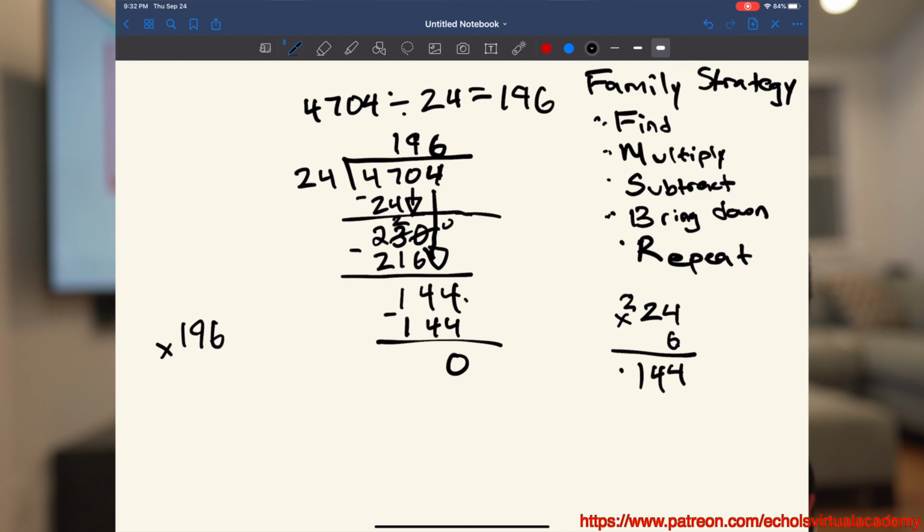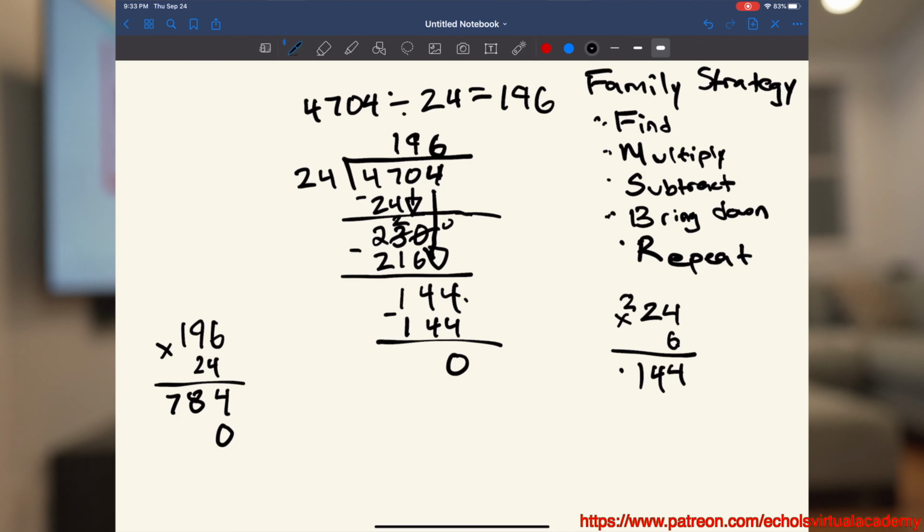And if you want to check your answers, you can always come to the side and see, okay, what is 196 times 24? 6 times 4 is 24. Put the 4 down, carry the 2. 9 times 4 is 36 plus 2 is 38. Put your 8 down, carry your 3. 1 times 4 is 4 plus 3 is 7. Put your placeholder 0. You want to get rid of these numbers so that you just don't get confused.